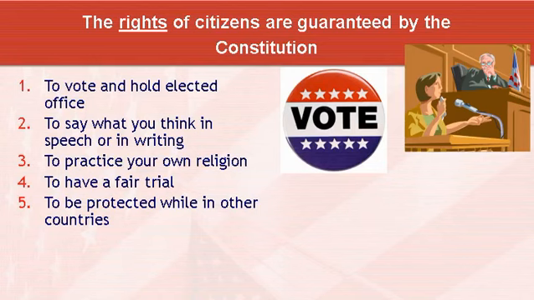We can say what we think in speech or in writing. That's freedom of speech. We have the right to practice our own religion. The United States does not have one religion. We can practice whatever religion we'd like. We have the right to a fair trial. If we're accused of doing something wrong, we're allowed to have a trial to decide whether we're guilty or not guilty. And we have the right to be protected while in other countries. If we're somewhere else, in another country, and something happens, it is the job of our government to protect us.